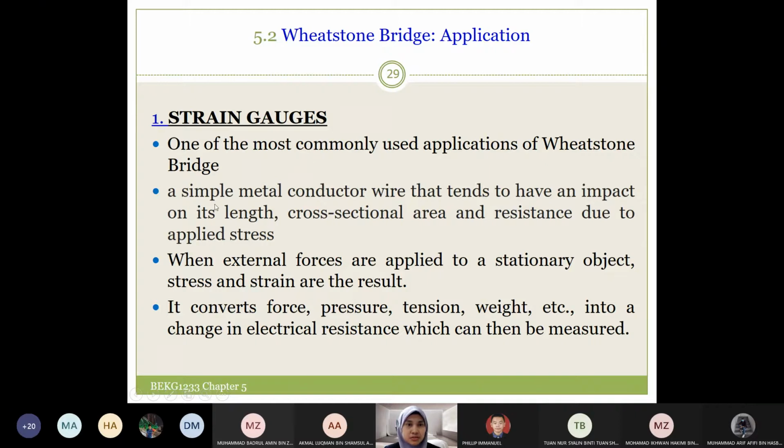What is a strain gauge? It is a simple metal conductor wire that tends to change in its length, cross-sectional area, and resistance due to applied stress. When external forces are applied to a stationary object, stress and strain are the result. So it converts force, pressure, tension, weight, and so on into a change in electrical resistance which can be measured.